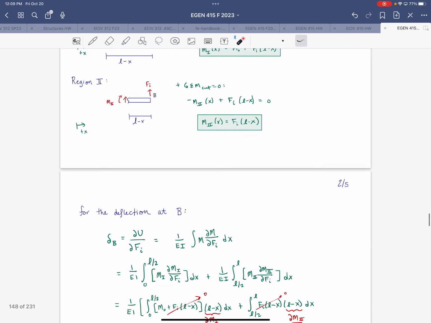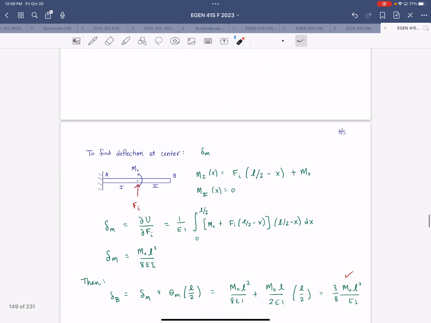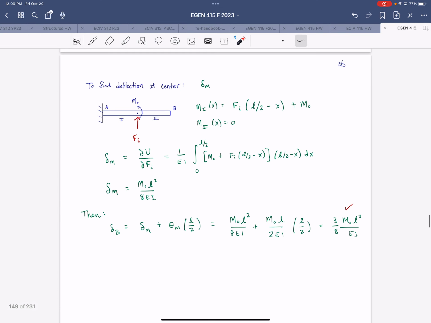And then the positive deflection at B is also consistent with that, because then that deflected shape would be something like that. So the sign of the resulting deflection or slope that you're solving for means that if it's positive, it's going to be in the same direction as the assumed force or moment that you used for that solution.